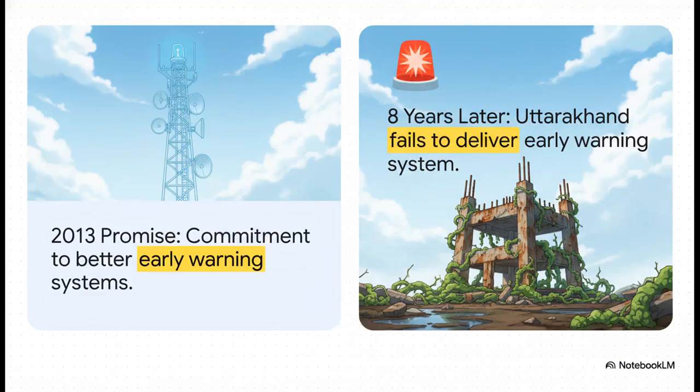But if you look closely at the news records years later, we find a pretty jarring contrast. According to disaster risk reduction trackers, 8 full years after these earnest promises were made, the state had still failed to deliver that vital, fully functional early warning system. That big commitment to integrate science to warn citizens of impending cloudbursts and rising rivers, it seemingly just stalled out in the face of implementation.